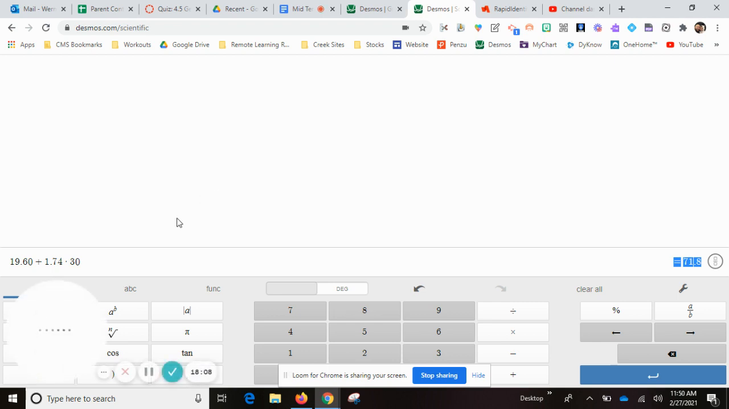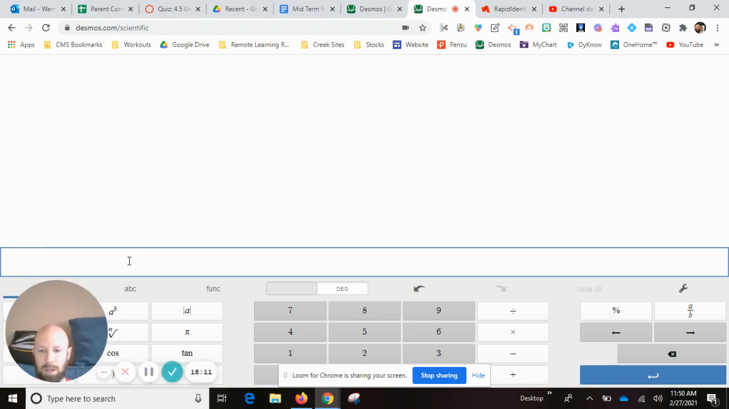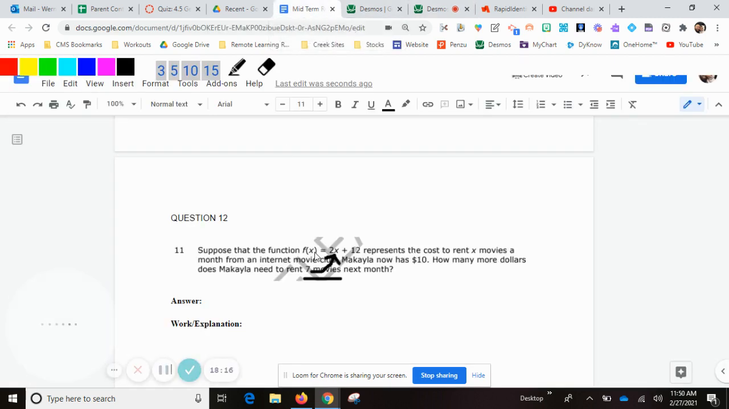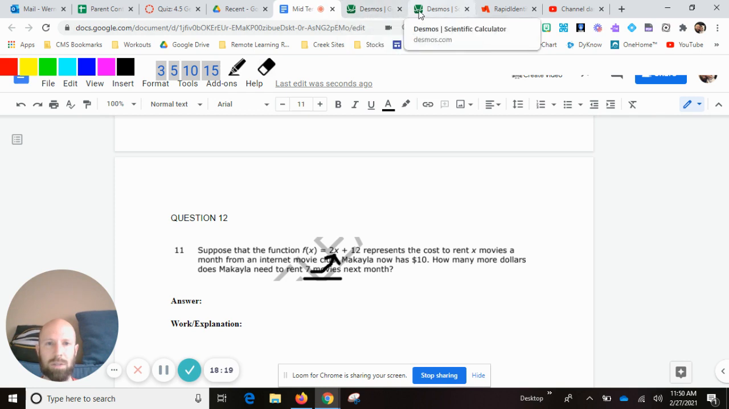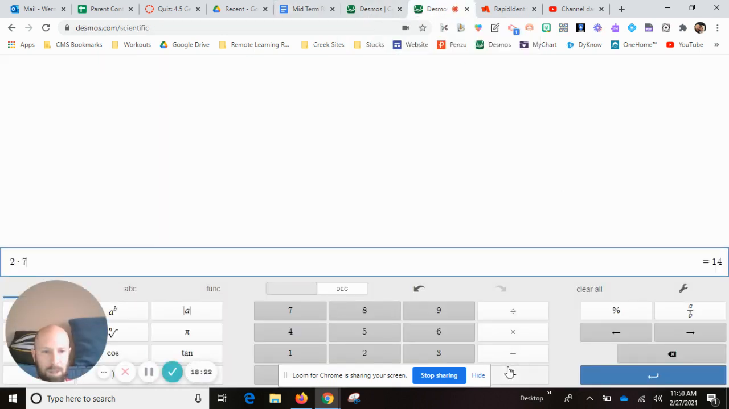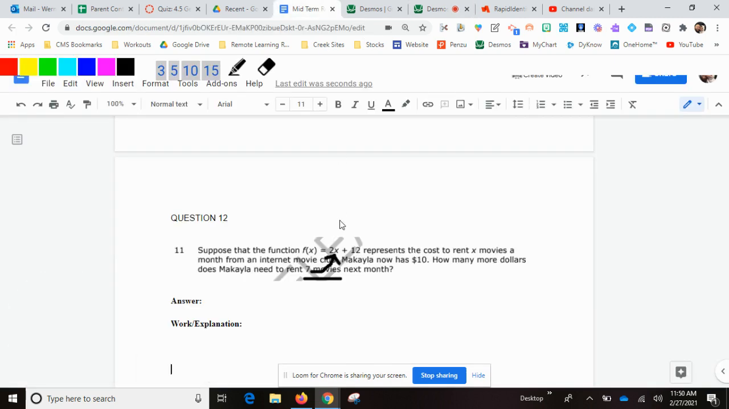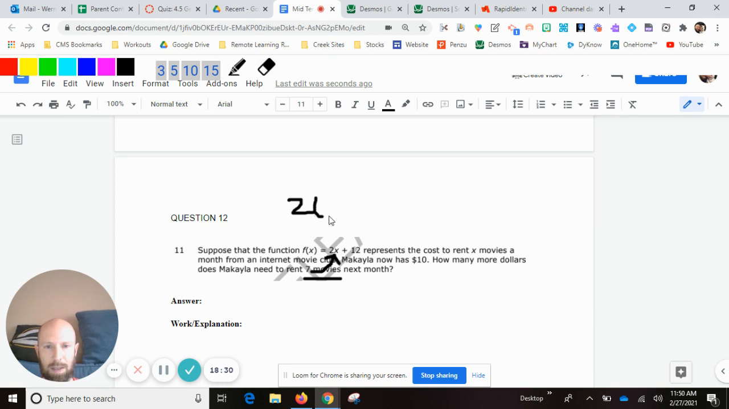So it's 2 times 7. Let's get our 2 times 7. And it's 2 times 7 plus 12. So to rent these movies, it is going to cost $26. But it says she already has $10. How many more dollars will she need? Well, if she needs 26 and already has 10, that means if we subtract, she's going to need 16 more dollars. So 16 would be our final answer.